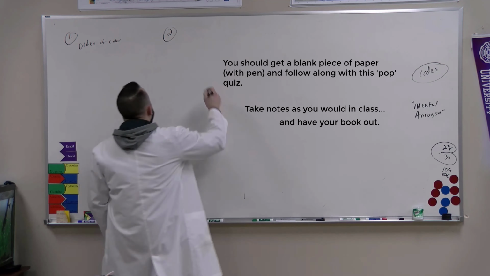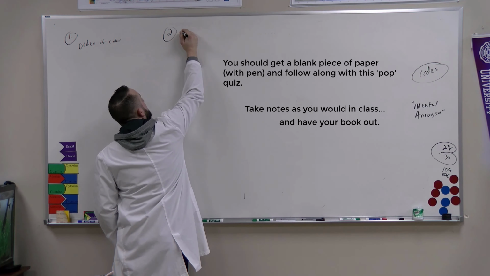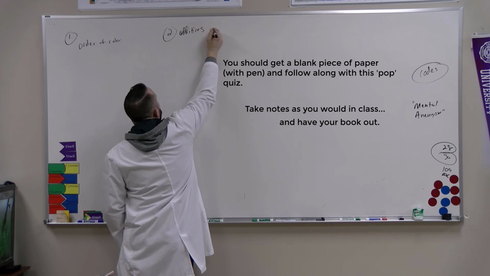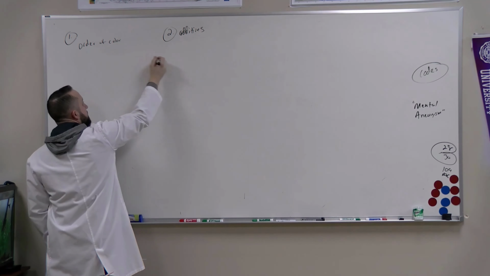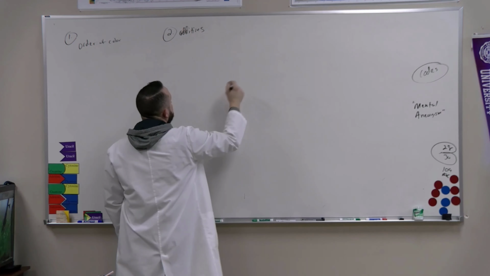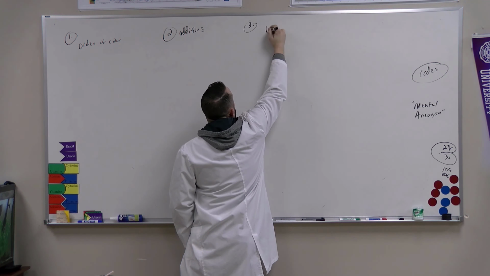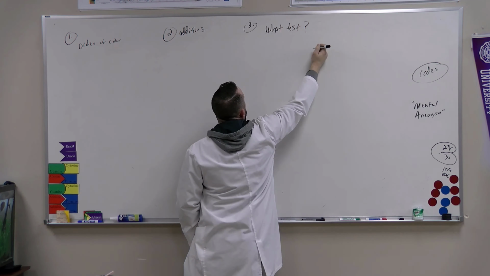Number 2, I want you to write out any additives you can think of beside each color. So if you list it, then right beside it, you can just draw a line and write any additives. And then I also want you to write what test those colors are used for.